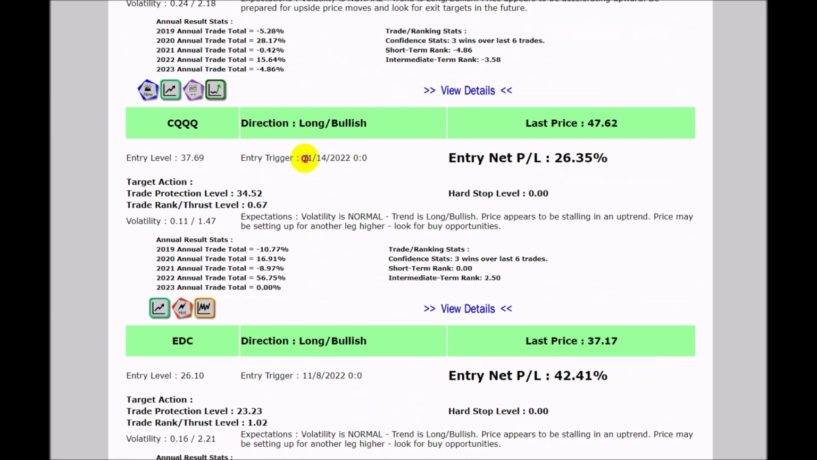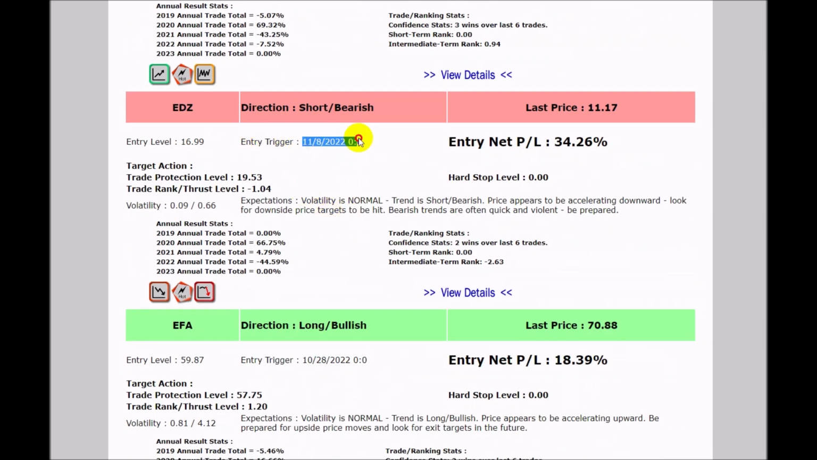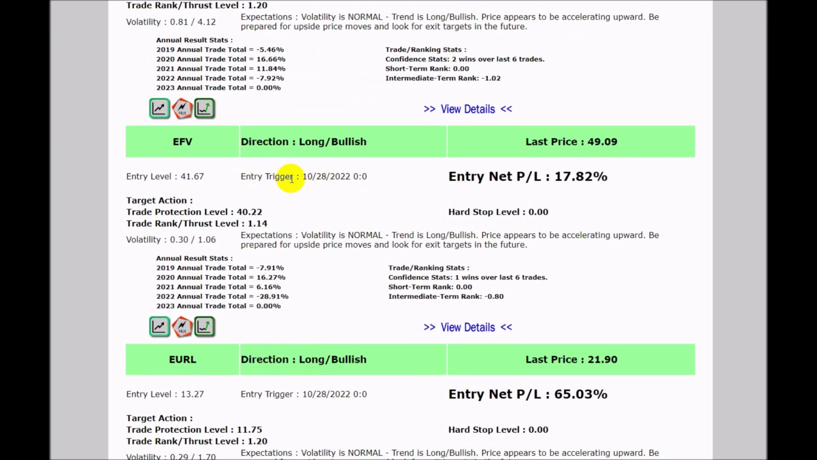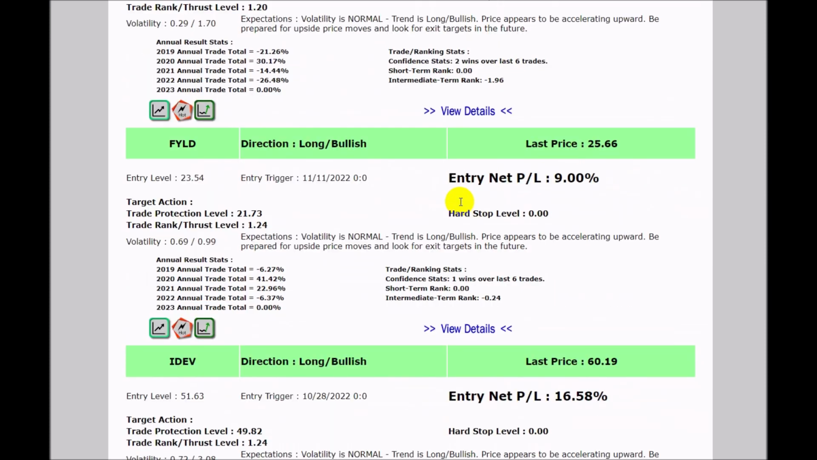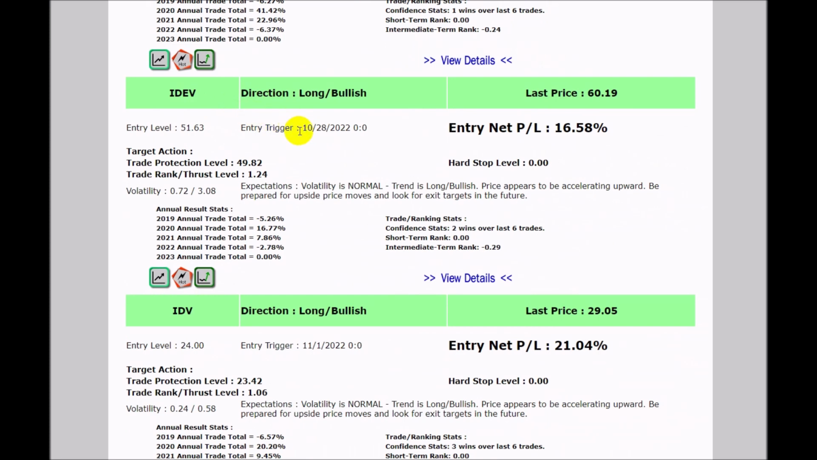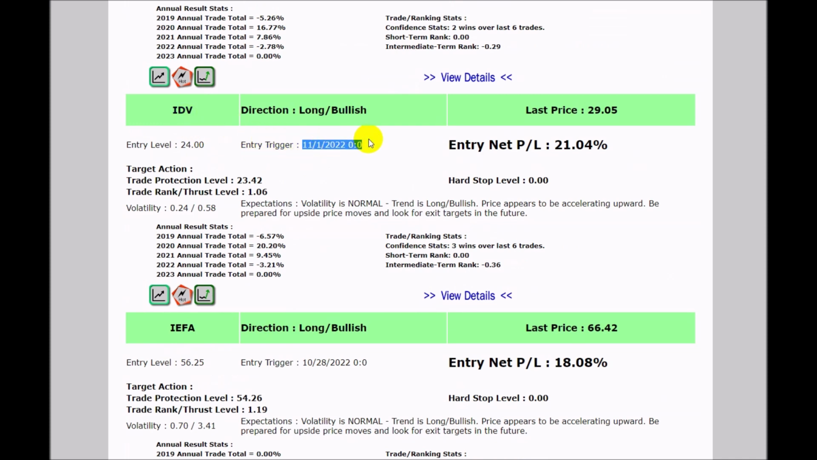Here's one, CQQQ, which is up 26% from November 14th. Here's EDC, up 42% from November 8th. EDZ from November 8th, 2022 is up 34%. EFA from October 28th is up 18%. EFV from October 28th is up 17.82%. EURL from the same time, October 28th, is up 65%. FYLD from November 11th is up 9%. IDEV from October 28th is up 16.58%. IDV from November 1st is up 21%.